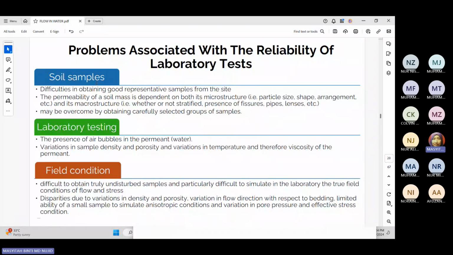The first one is the soil samples. Sometimes it's difficult in obtaining good representative samples from the sites, and the permeability of soil mass is dependent on both its microstructure, for example, particle size, shape, arrangement, and also its macrostructure, whether or not stratified, presence of fissures, pipes, or lens. And it may be overcome by obtaining carefully selected groups of sample.